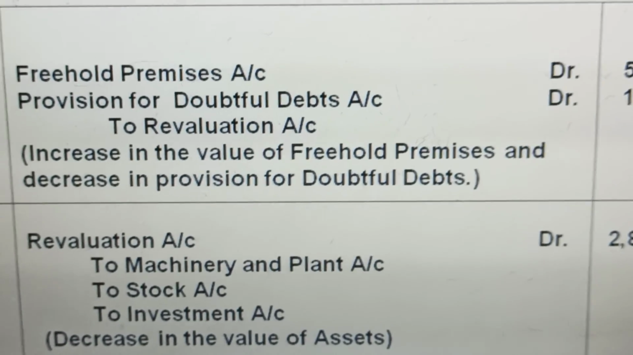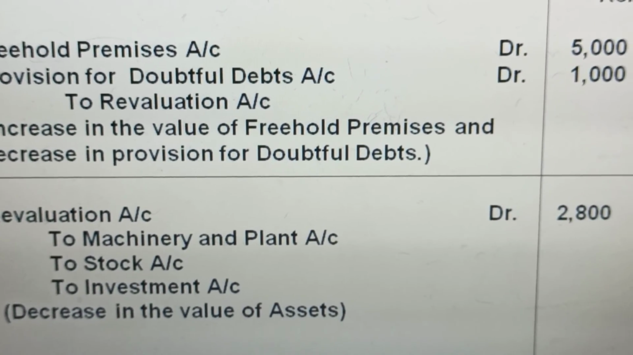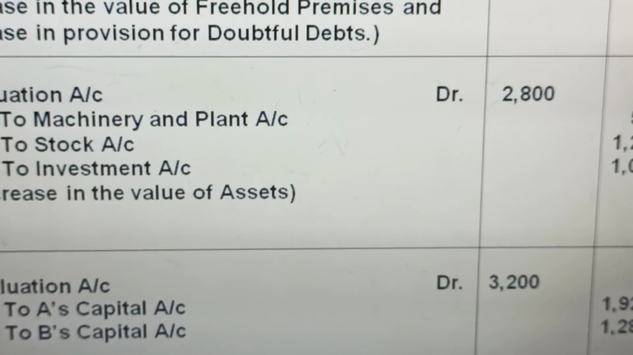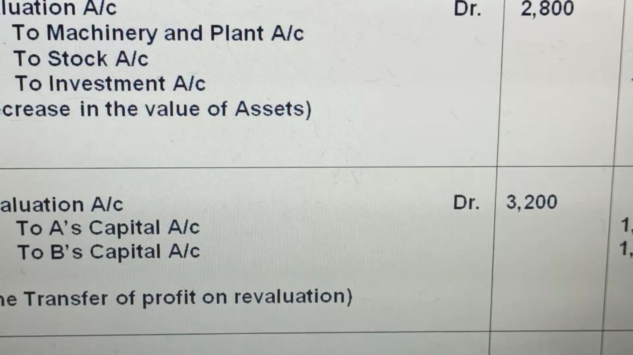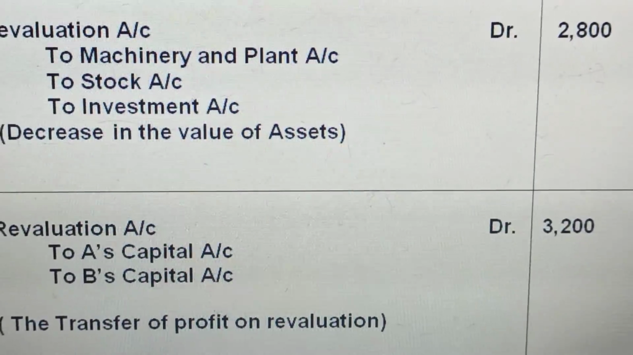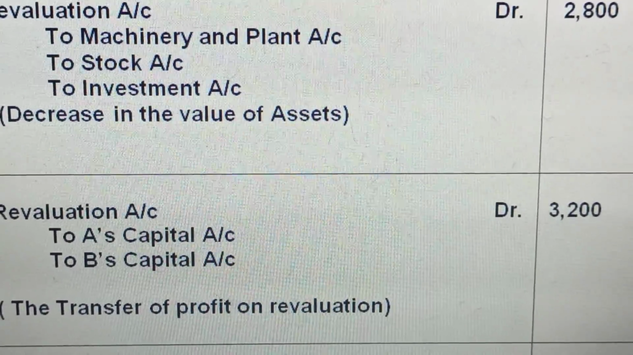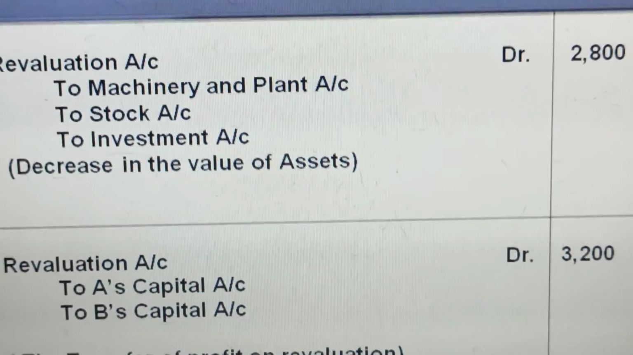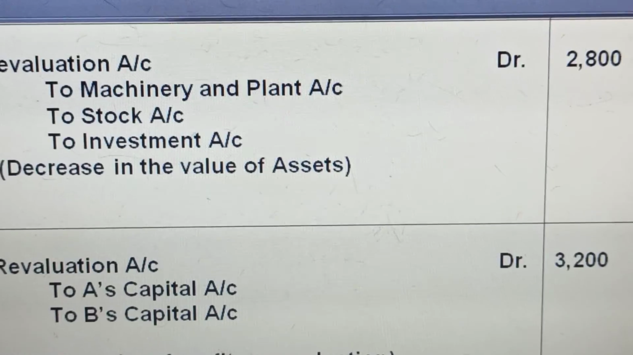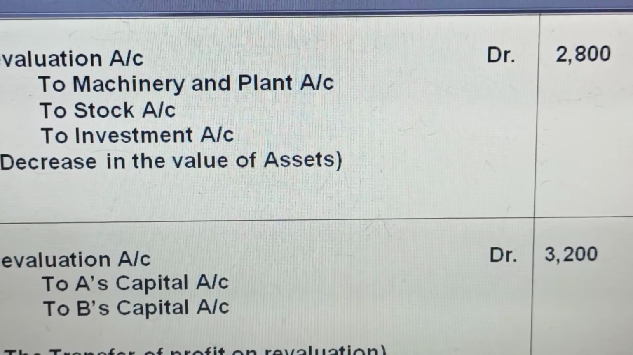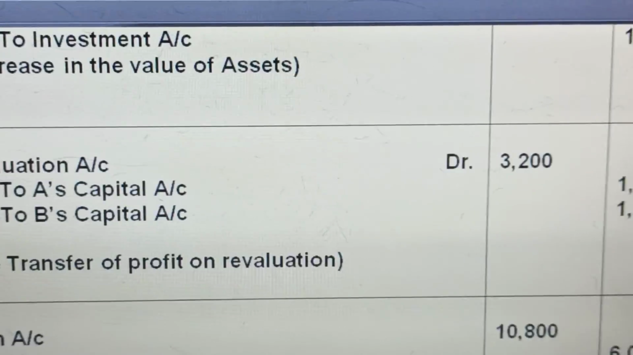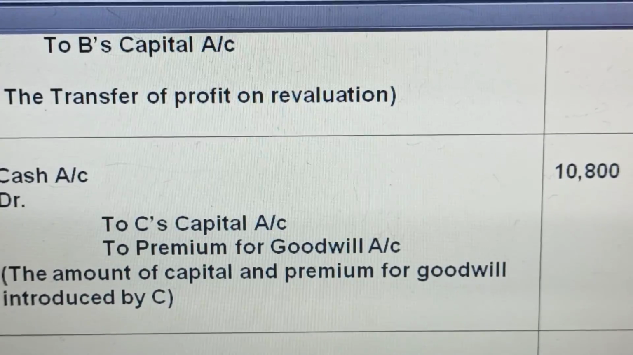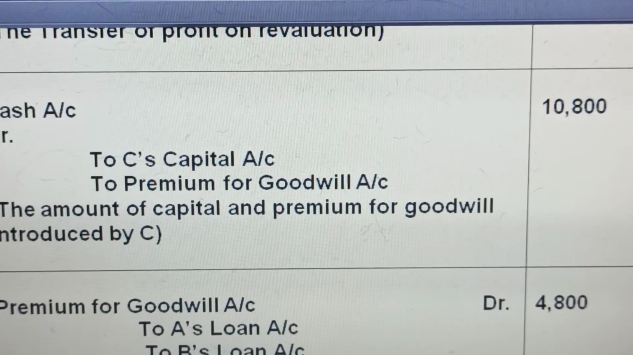Then revaluation account to machinery and plant, to stock, to investments, that is a decrease in the value of assets. Whenever there is an increase in the value of assets or a decrease in the value of liabilities, the revaluation account will be credited. Revaluation to machinery, stock, investments respectively. Revaluation to transfer of profit, in case of profit, to their capital accounts.